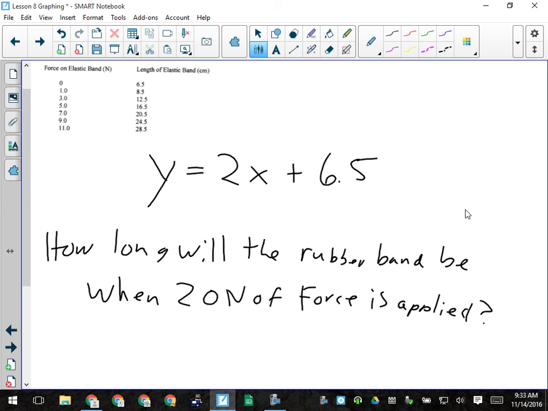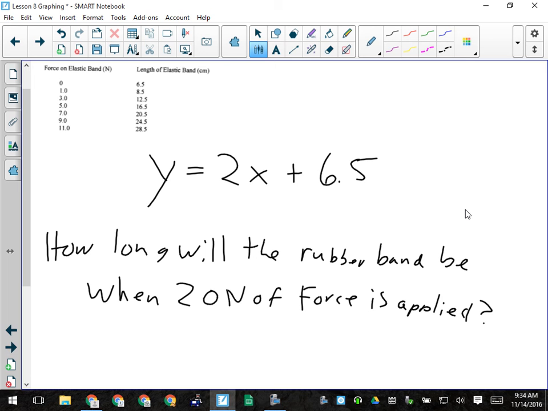That number isn't on my chart. That number isn't on my graph. My graph only goes up to 11 newtons and doesn't show me anything beyond that. No, it's not going to be 40 centimeters. It's 46.5 centimeters. I know a few people thought of that logically, but here's how we calculate that mathematically.